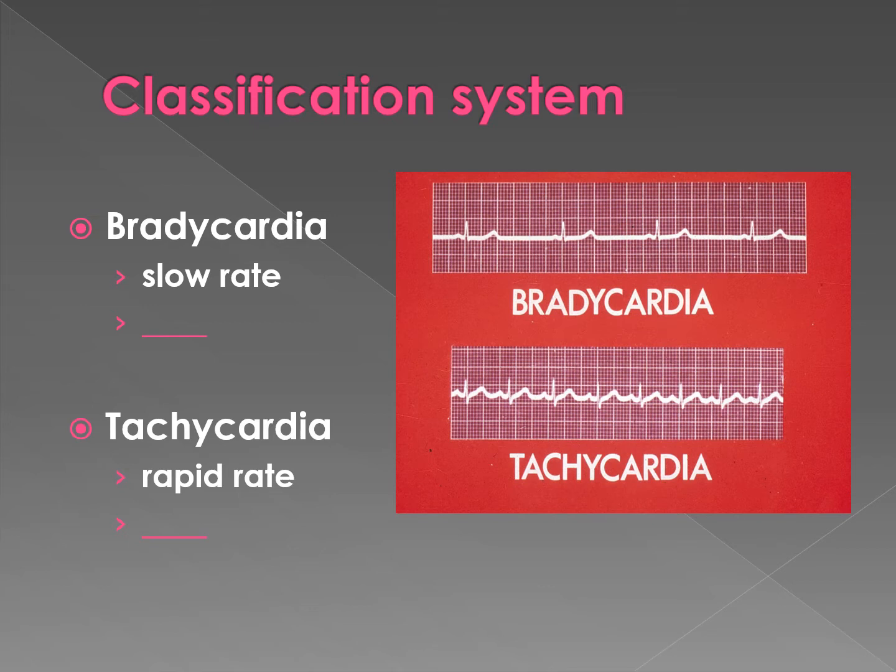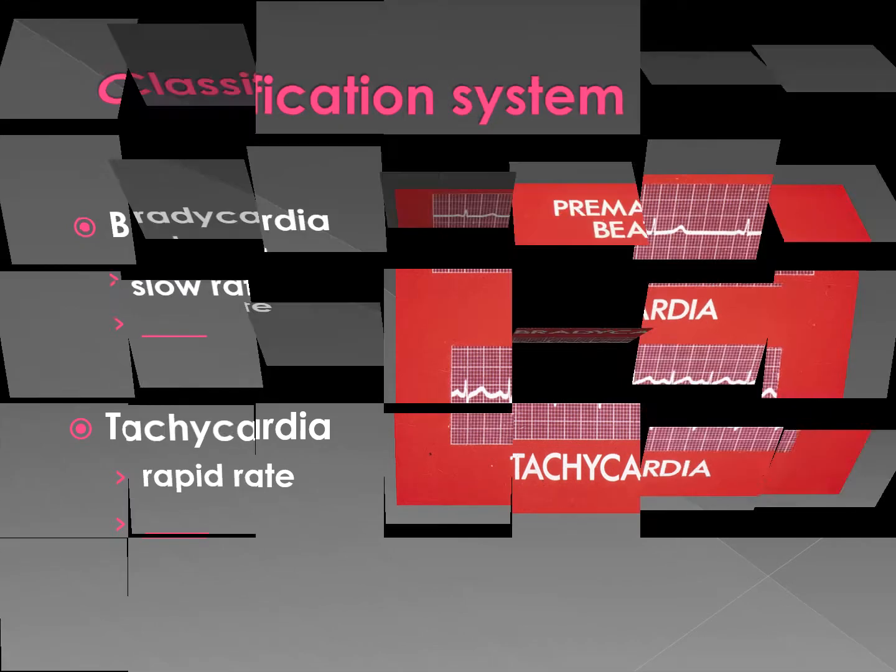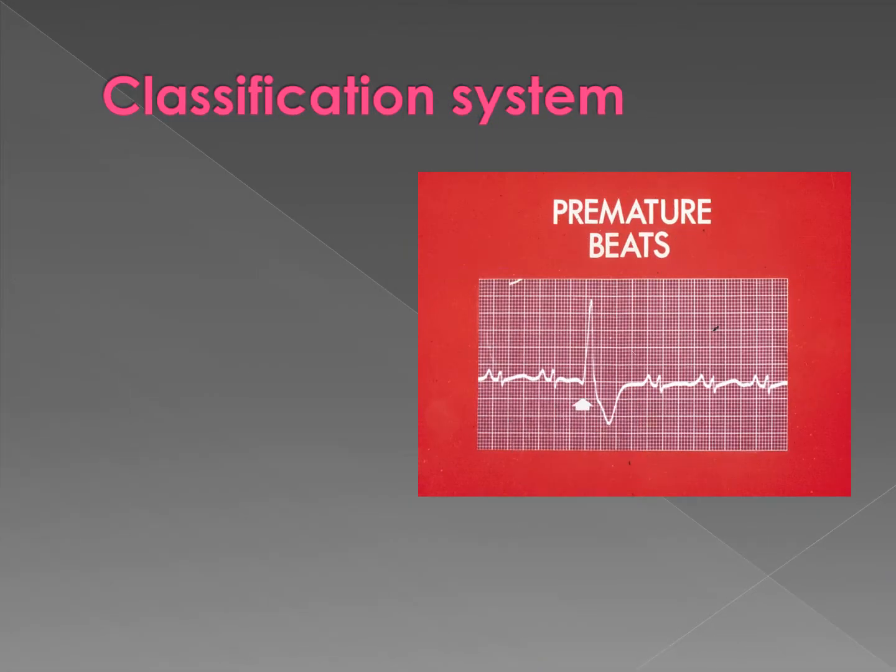Bradycardia would be a slow heart rate, less than 60 beats per minute on an adult. A tachycardia would be a rapid heart rate, greater than 100 on an adult.